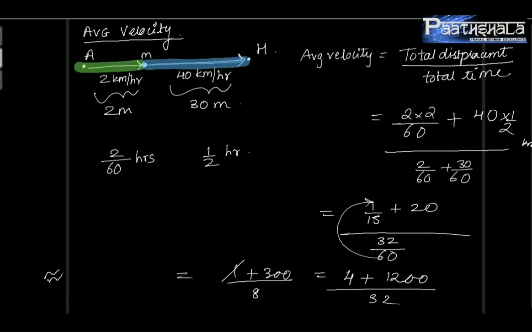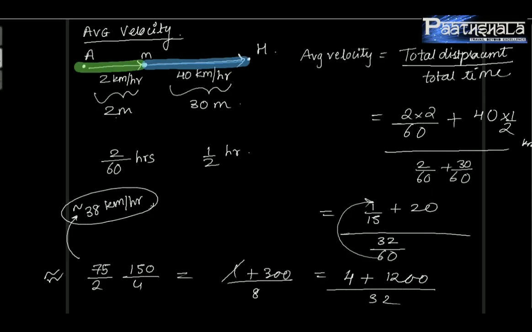And what is the value of 300 by 8? 300 by 8 is what? 150 by 4, 75 by 2. So it's 37.5 approximately. So approximately 38 kilometers per hour. This is what the average velocity of Aditya. Make sense? The instantaneous velocity was different, right? 2 kilometers per hour was once the instantaneous velocity. Once it was 40 kilometers per hour. But the average velocity came out to be 38 kilometers per hour.